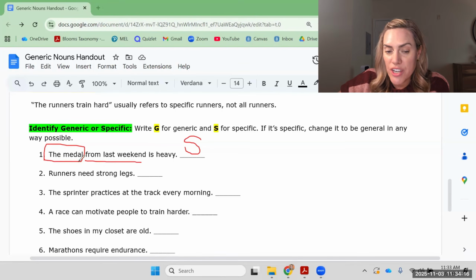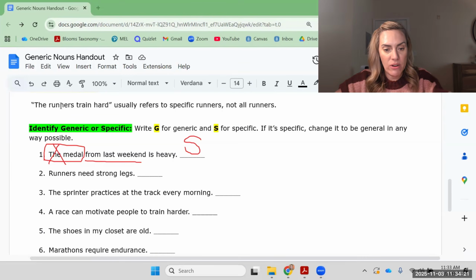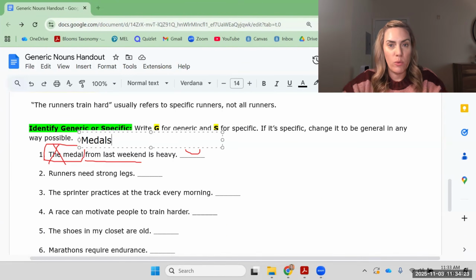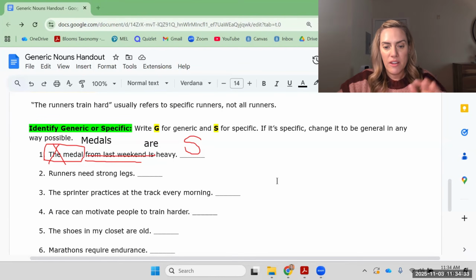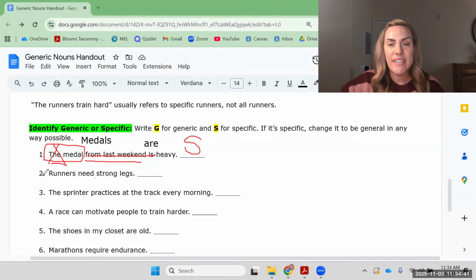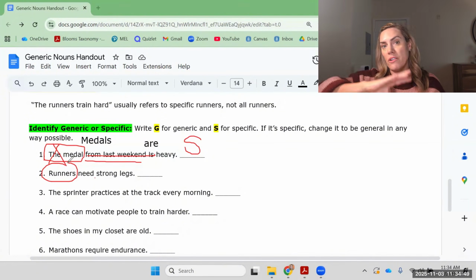If I wanted to make it generic, I could say metals. Okay, I would just say metals, like race metals, metals. And then I would take all the specific identifying information out and I would make the verb plural. Metals are heavy. Race metals are heavy. That's generic, okay? Number two, runners need strong legs. Runners need strong legs. This is a plural noun. It's generic. It's talking about any runner from any group, all runners, the whole category.